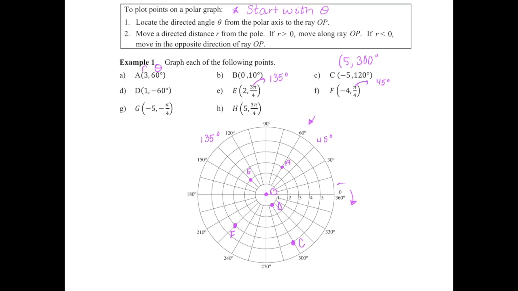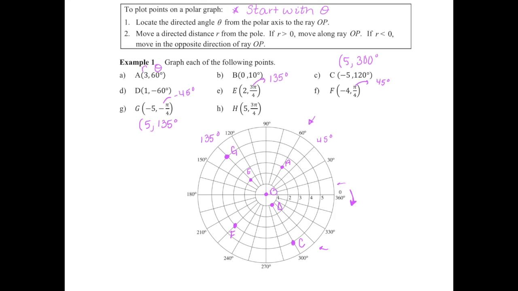Letter G is (-5, -pi over 4). So I'm first going to go -45 degrees, which we know, again, is going to the right. So -45 degrees would put us here. But I want not only 5, but -5. So that would bring me across to the same as 135 degrees. So this would be the same then as (5, 135 degrees), or (5, 3 pi over 4).